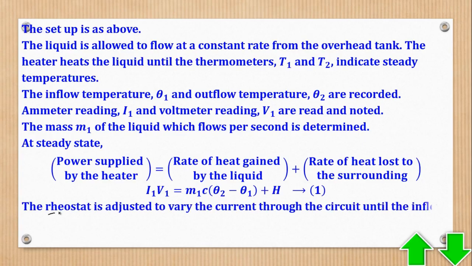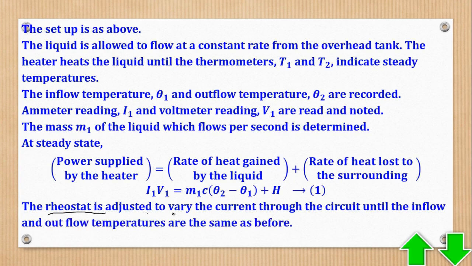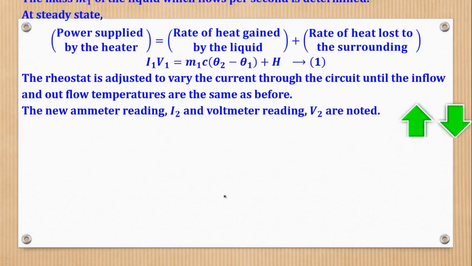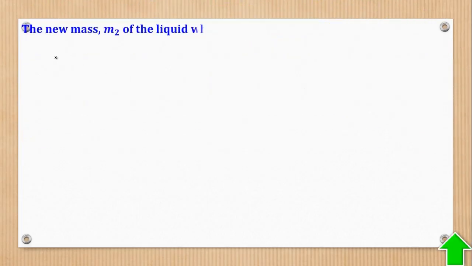After that, the rheostat is adjusted to vary the current through the circuit until the inflow and outflow temperatures are the same as before. So they should be the same as before. When that happens, the new ammeter reading I2 is noted, and also the voltmeter reading V2. They should be the same to ease the calculations, as we shall see. The new mass M2 of the liquid which flows per second is determined.